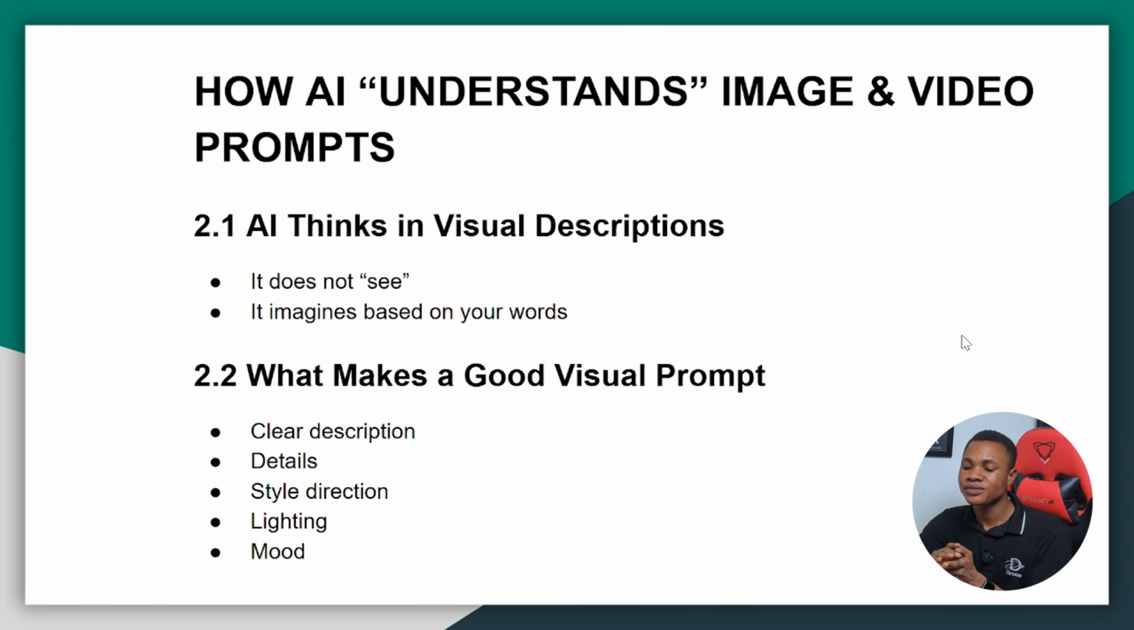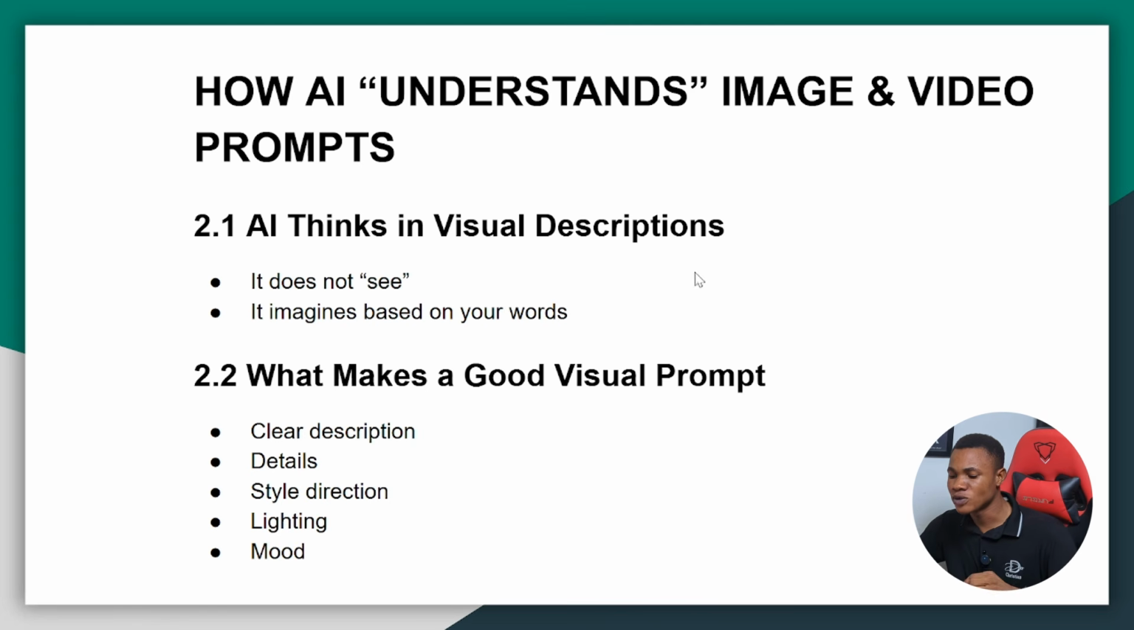Is that okay? Now, how does AI, that's artificial intelligence, understand image and video prompts? Remember that we talked about how you can give a prompt to an AI to generate text. Now, how does it know this one is for text, this one is for image, this one is for video? That's what we are talking about. So AI thinks in visual description. It does not see. It imagines based on your words. So the more you describe, the more beautiful the video or the image will come out. And that's why we are taking this course, so that you know how to actually describe to the AI.